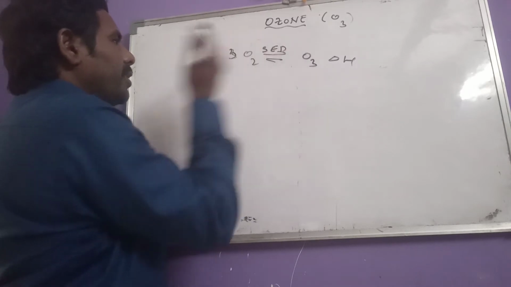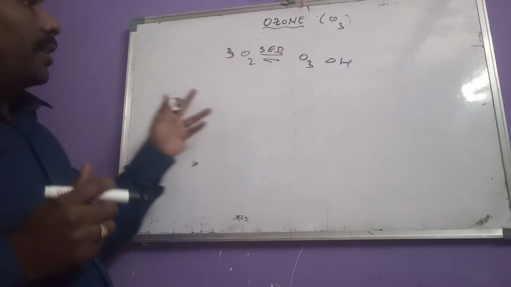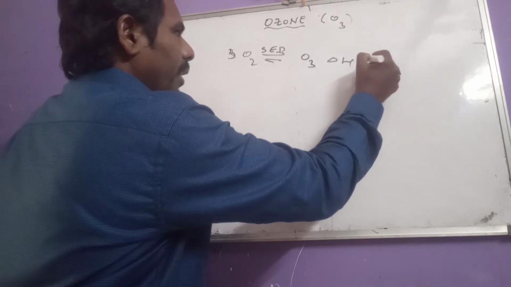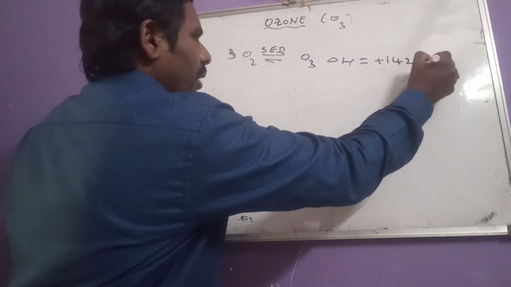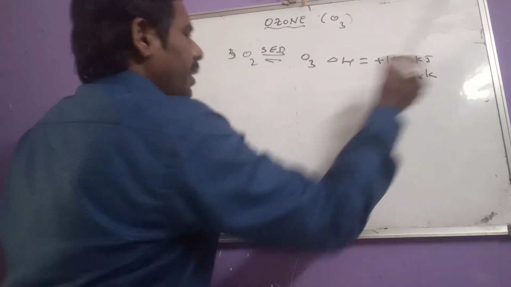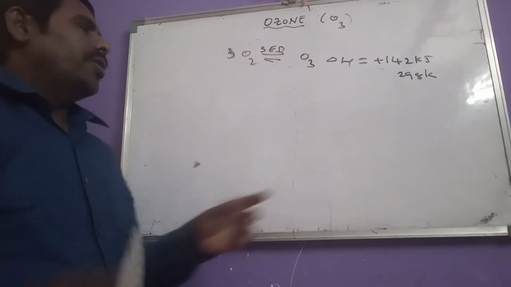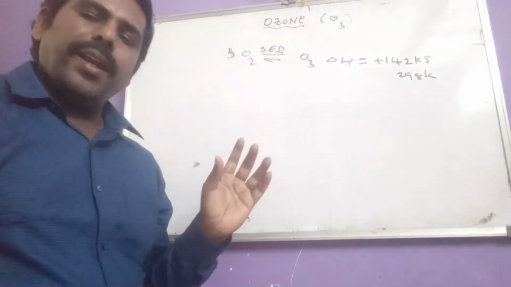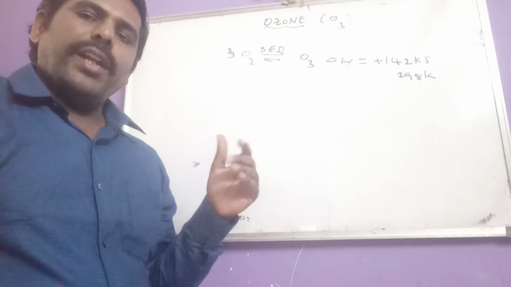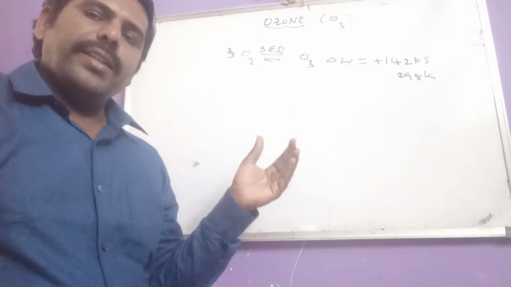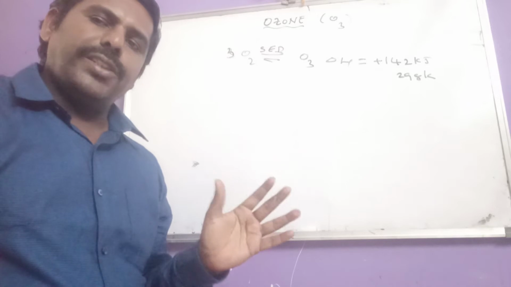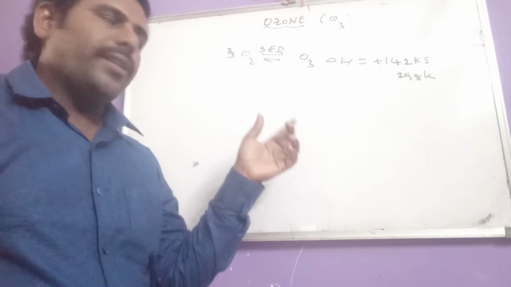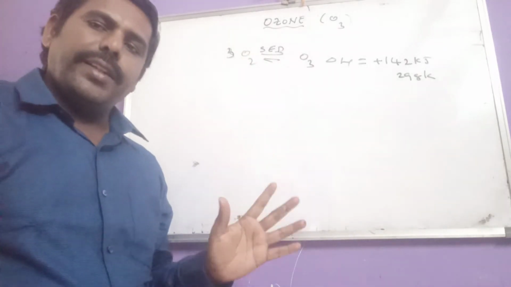Silent electric discharge when passed through oxygen gives ozone, and its delta H value is plus 142 kilojoules at 298 Kelvin temperature. As it is an endothermic reaction, ozone is said to be an endothermic product. An endothermic product is unstable at high temperature. For that reason, we are using silent electric discharge.